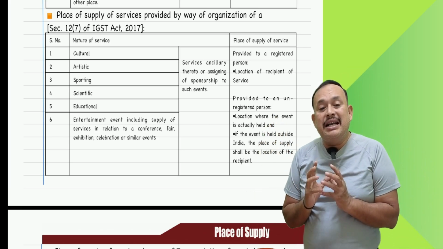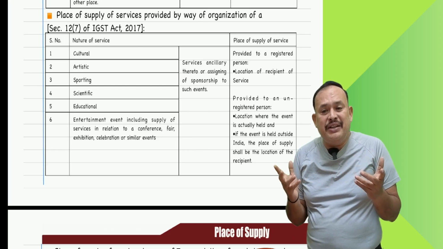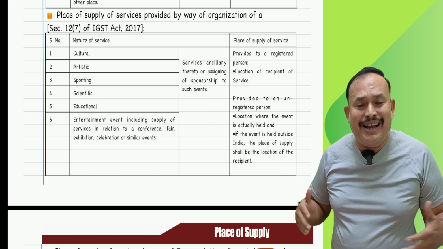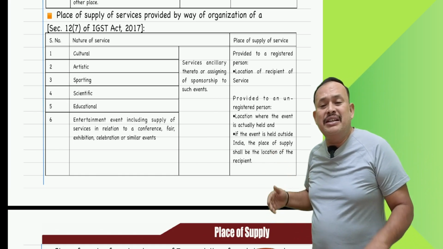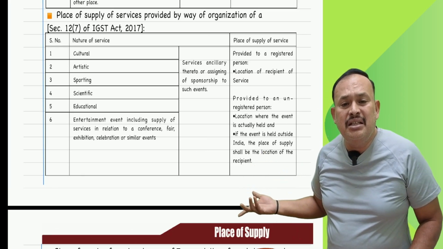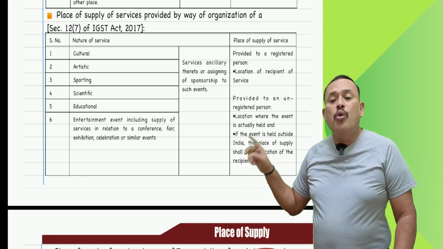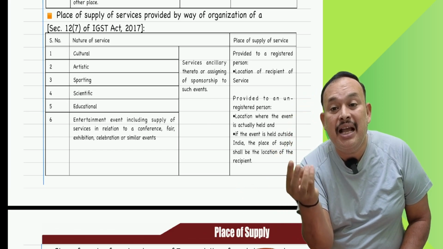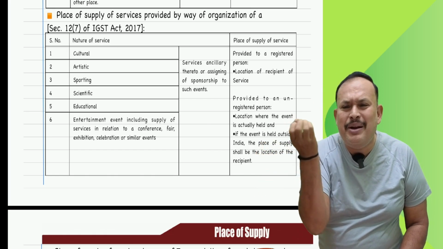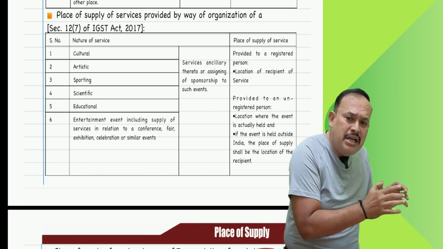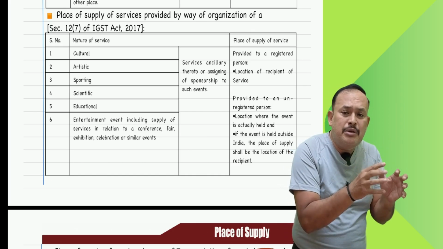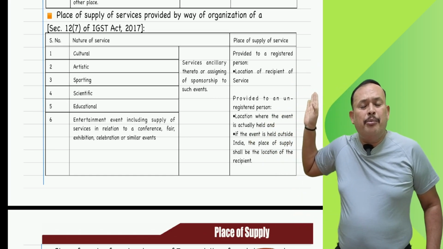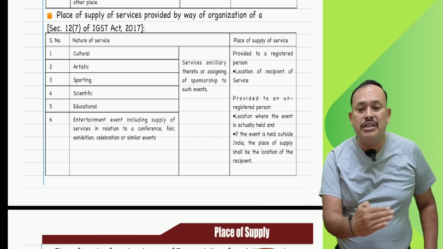Repeating, organizing of a cultural event, scientific event, artistic event, sporting event, education event, entertainment event or exhibition; a fair is an event, and seminars and similar events are considered. What is the place of supply? First and foremost, the location of the recipient. If the recipient is a registered person, that is the place of supply. If unregistered, where the event is actually held or the entertainment park is actually located is the place of supply. If it is outside India, the place of supply goes back to the location of the recipient.